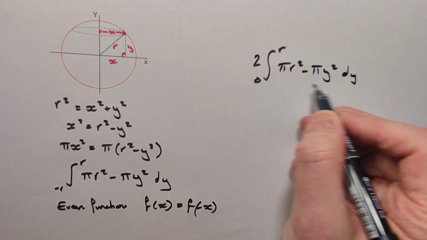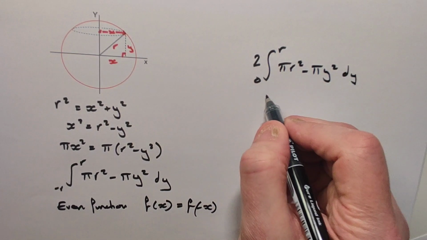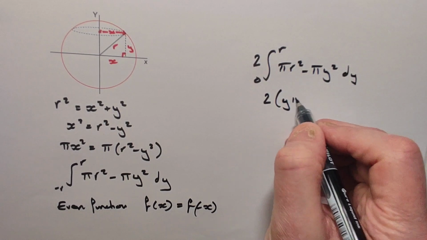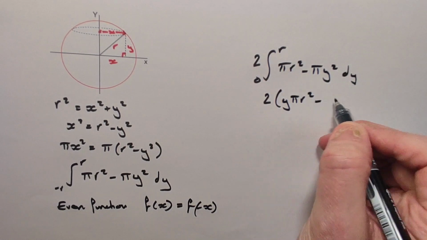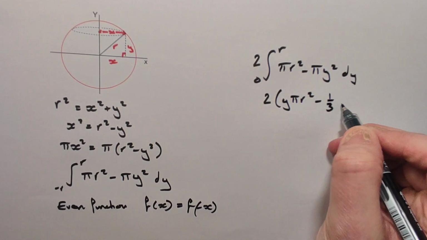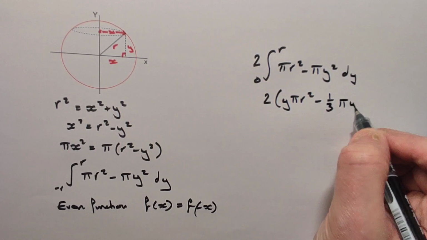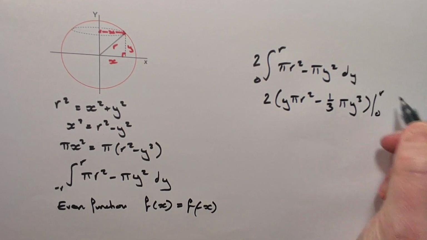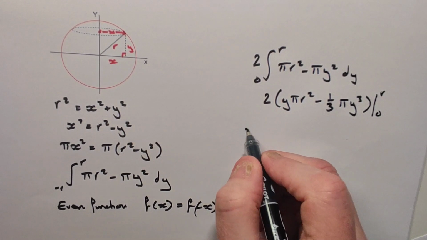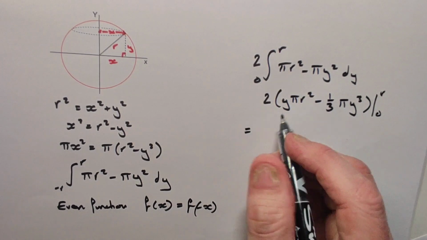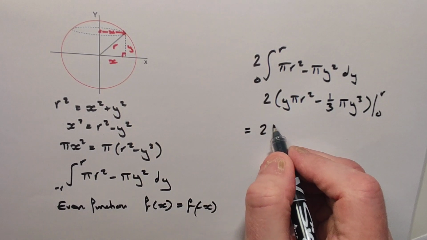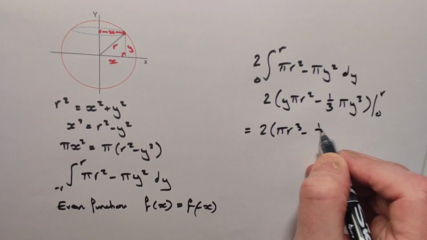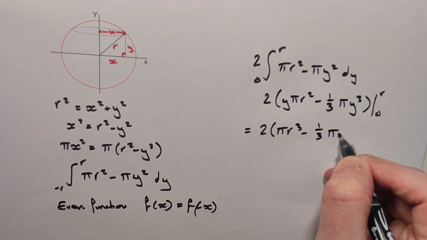So let's go ahead and integrate that function. What we've then got is 2 into y pi r squared minus 1/3 pi y cubed, all between 0 and r. We only need to do the r, obviously the 0 cancels out. So then we've got 2 into pi r cubed minus 1/3 pi r cubed.